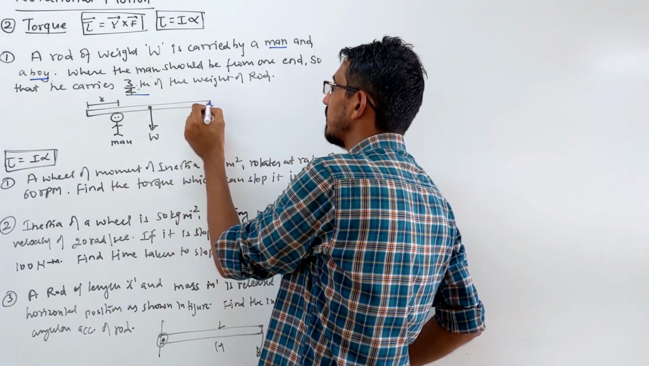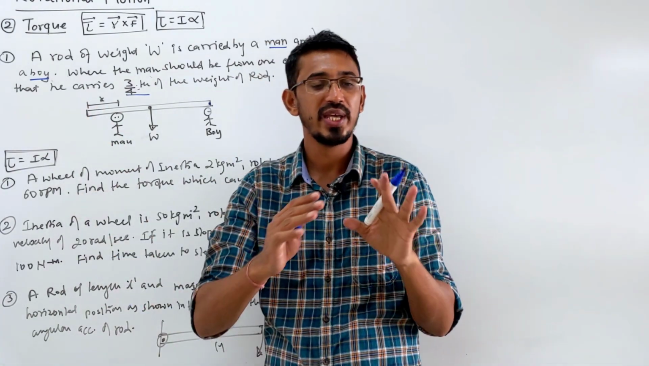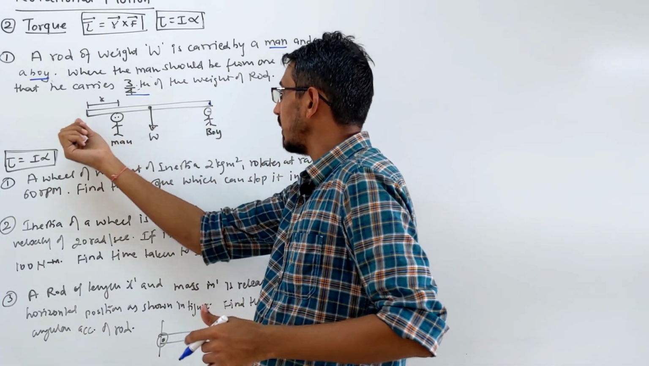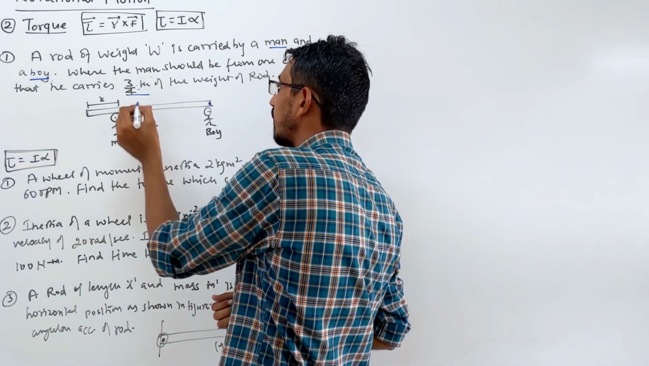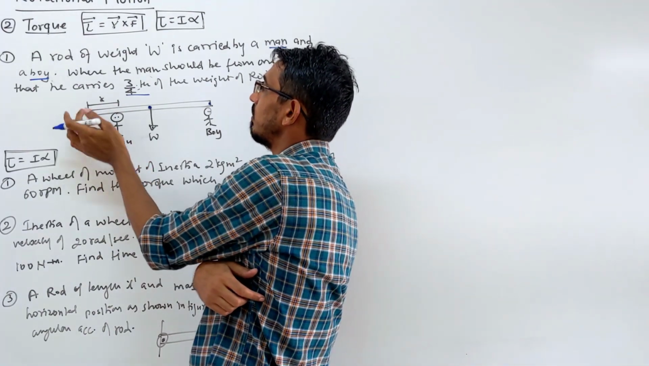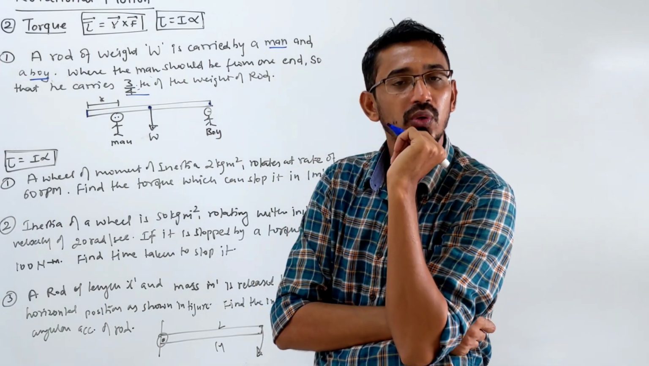The boy is at this one end, and if the man were also at the other end, then they would share equal load, since both are at the same distance. So the man should be a little closer to the center of mass, the middle point, so that he carries more weight. They are asking where this man should be from this end, at x distance, so that he carries 3/4 of the total weight.